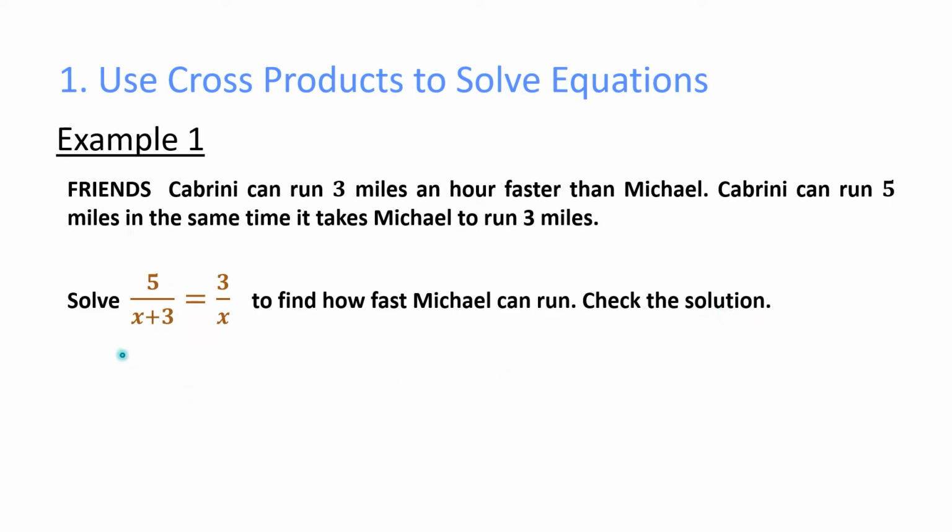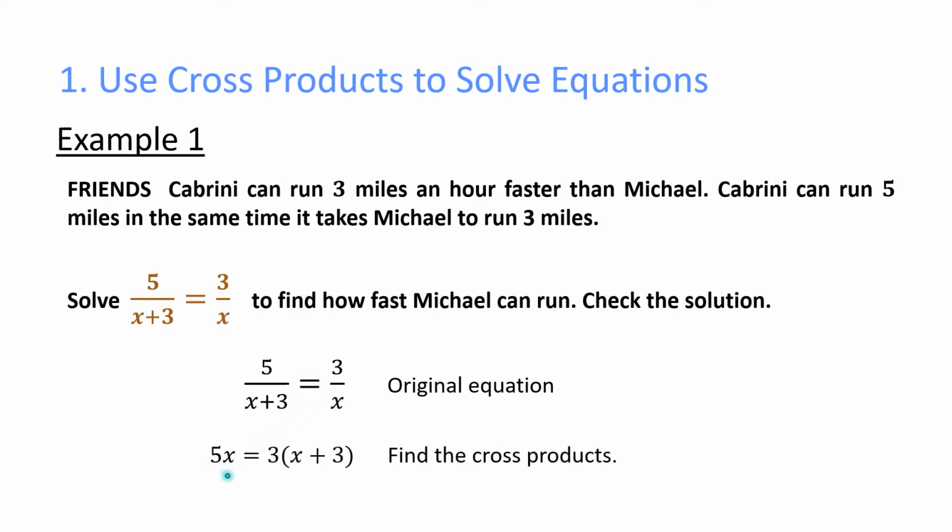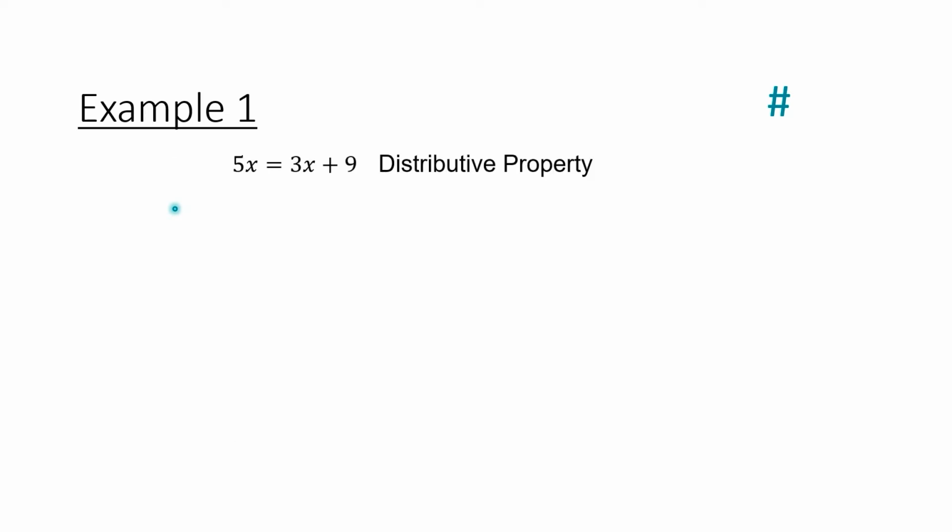Let's start with the given equation. We need to apply the cross product rule to solve this equation. That is 5x equals 3 times x plus 3. Next, we have to use the distributive property. That is 5x equals 3x plus 9.